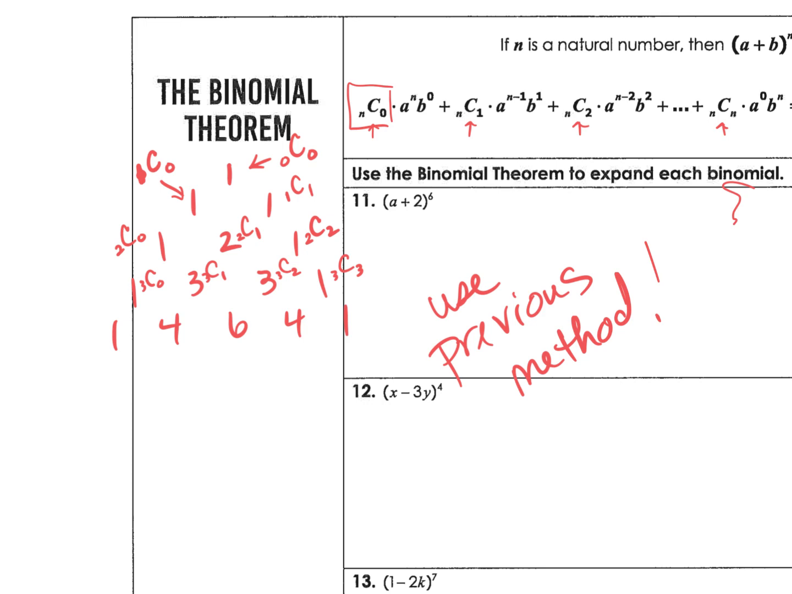When you use Pascal's triangle, guess what? You are using the binomial theorem. You're just using it in your brain instead and looking at the patterns instead of clunking things through a calculator.